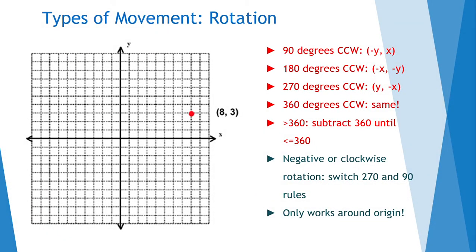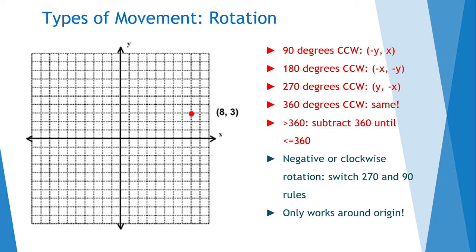The second type of movement is a rotation. There's no specific notation for this, but the thing to keep in mind is the formulas for all types of rotations. If we rotate a point (x, y) 90 degrees about the origin, we will end up at (-y, x), which we can prove right here, with this point (8, 3).